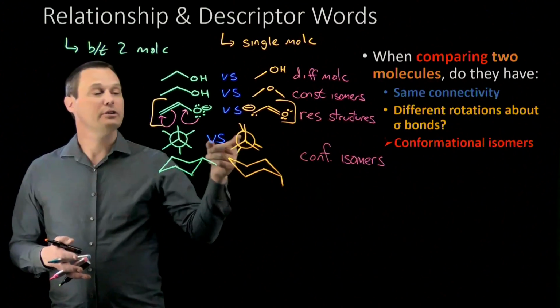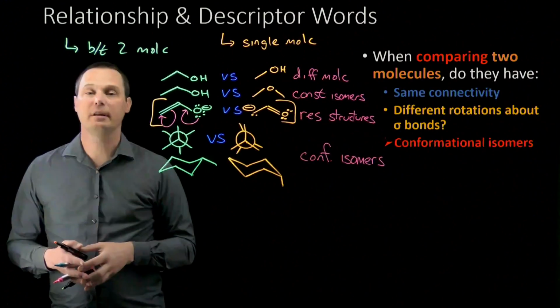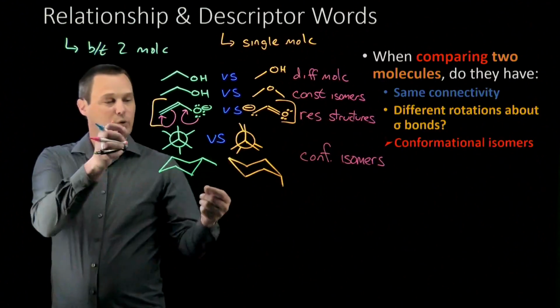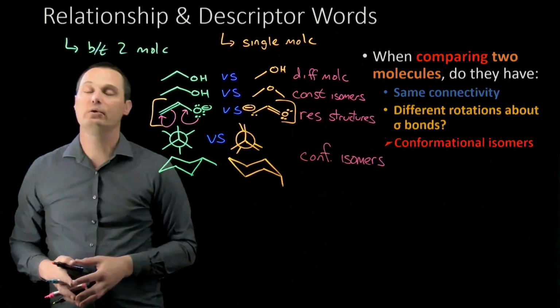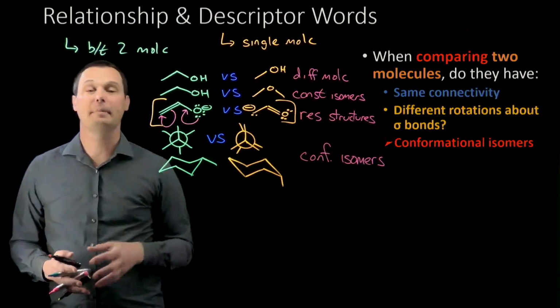To get the Newman projection to switch, we just have to rotate the back carbon to make it eclipsed. To change chair structures, all we do is rotate the single bonds in the chair in order to make the new chair flip. They only differ in their rotation about sigma bonds.